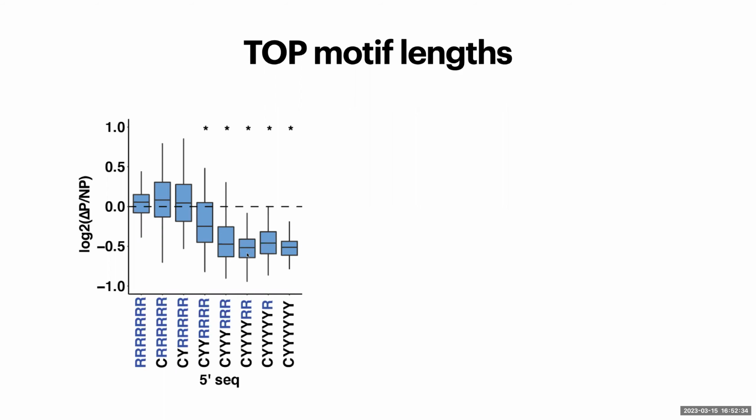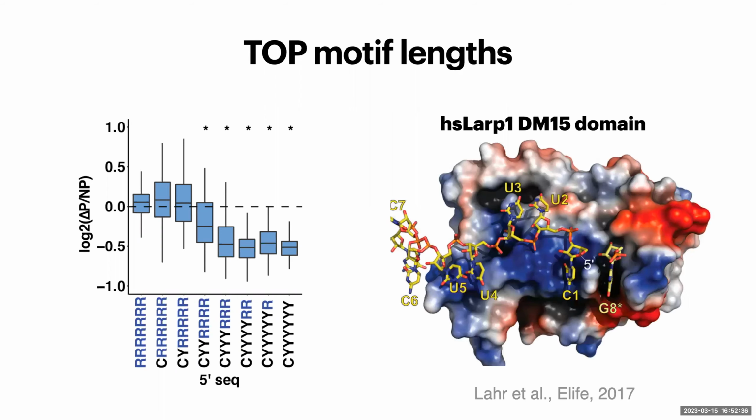This was gratifying because if you look at a crystal structure, solved by Andrea Berman's lab, showing the TOP binding domain of LARP1, what you find is that it accommodates exactly 5 pyrimidine nucleotides. At 3 pyrimidines, you see a little bit of repression, but at 5, you get maximal repression, probably by increasing affinity based on these interactions.